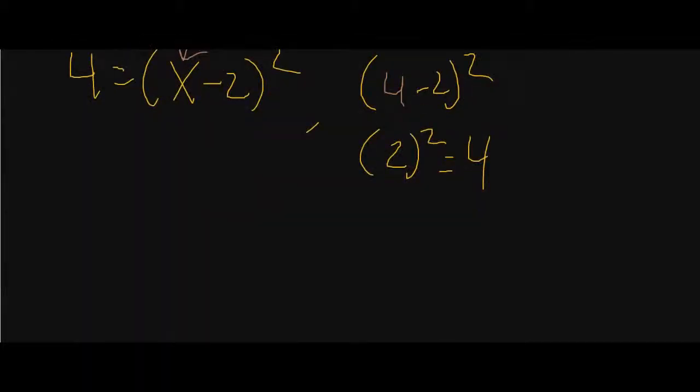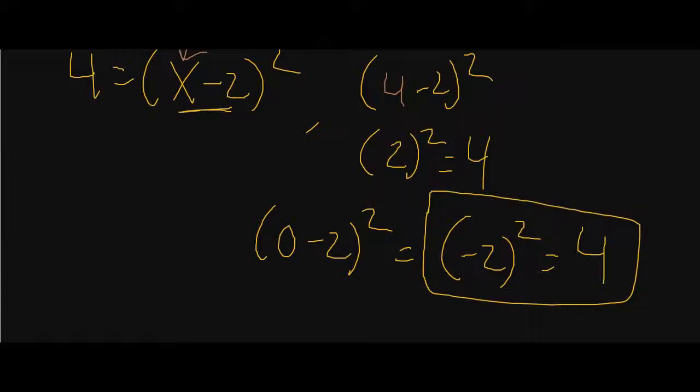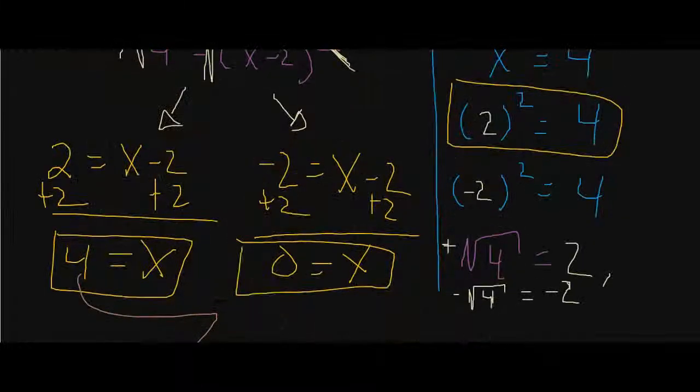All right, now let's go ahead and plug in 0. Well, what if we plug in 0 into this equation here? Well, we're going to get 0 minus 2 squared. Well, that's the same thing as negative 2 squared. Negative 2 squared is negative 2 times negative 2, which is positive 4. So this also works. We can plug back into our equation, it works. And if you notice, this is this portion right there.